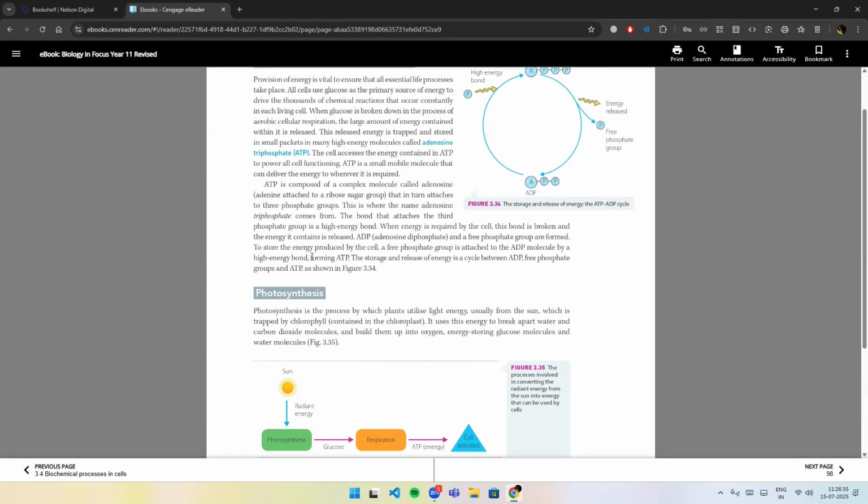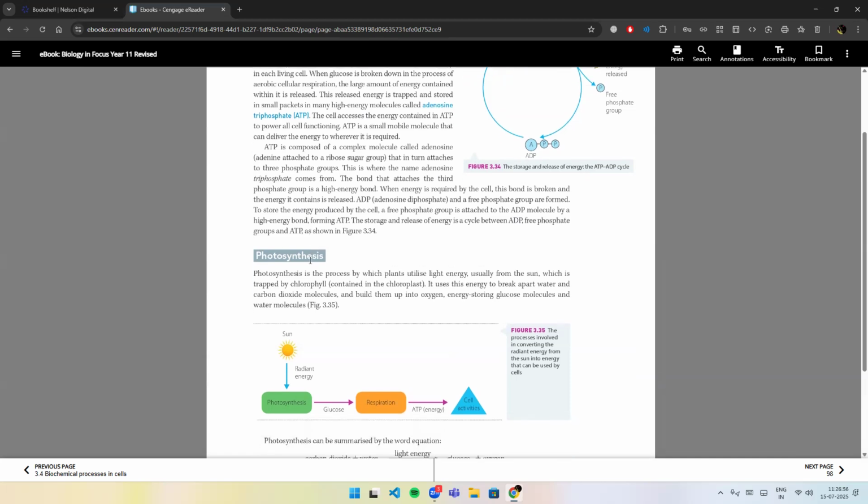ATP is a small mobile molecule that can deliver the energy to wherever it is required. ATP is composed of a complex molecule called adenosine, adenine attached to a ribose sugar group that in turn attaches to three phosphate groups. This is where the name adenosine triphosphate comes from. The bond that attaches the third phosphate group is the high energy bond. When energy is required by the cell, this bond is broken and the energy it contains is released. ADP and a free phosphate group are formed.